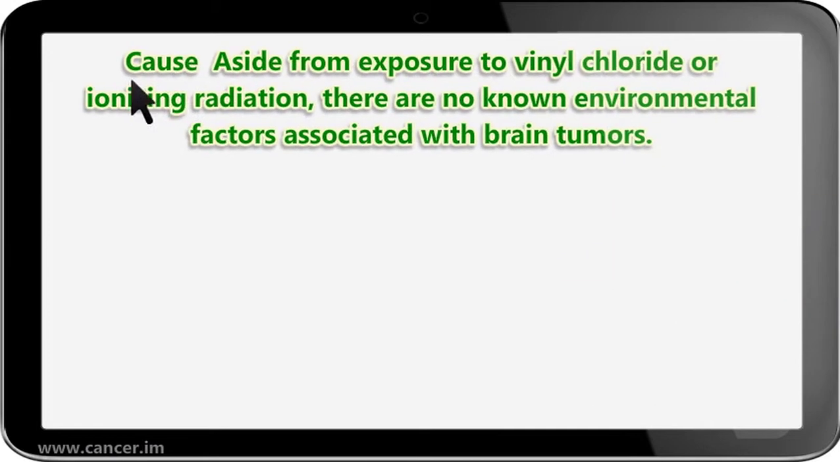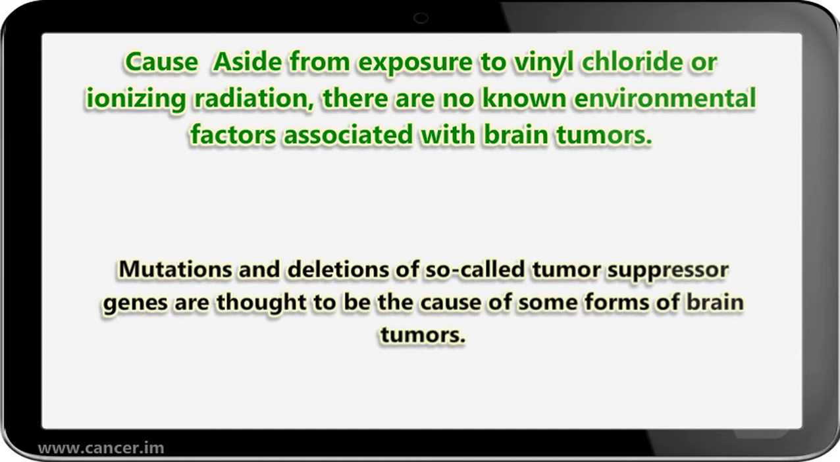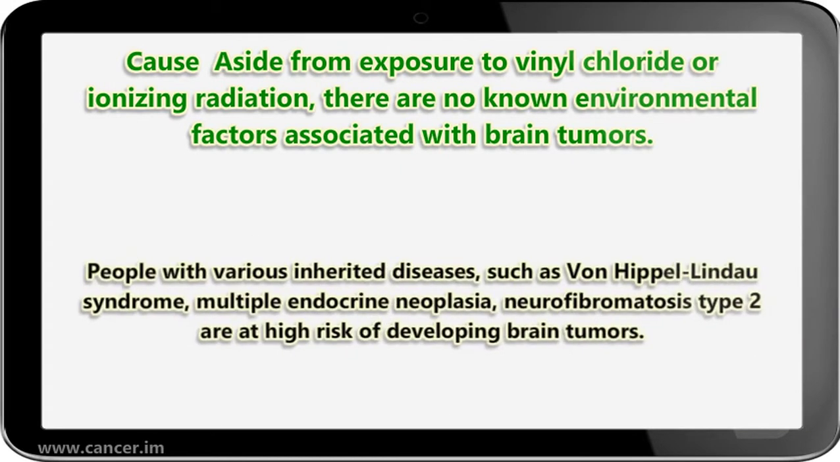Cause: aside from exposure to vinyl chloride or ionizing radiation, there are no known environmental factors associated with brain tumors. Mutations and deletions of so-called tumor suppressor genes are thought to be the cause of some forms of brain tumors. People with various inherited diseases, such as von Hippel-Lindau syndrome, multiple endocrine neoplasia, and neurofibromatosis type 2, are at high risk of developing brain tumors.